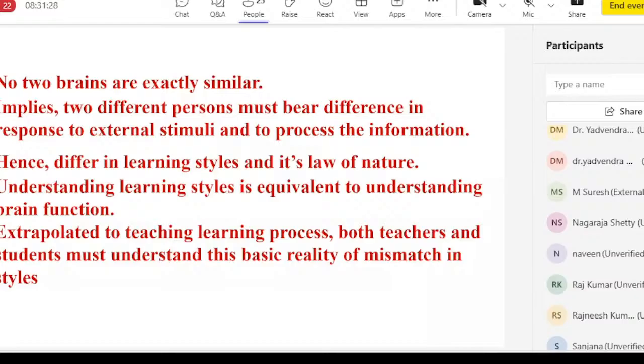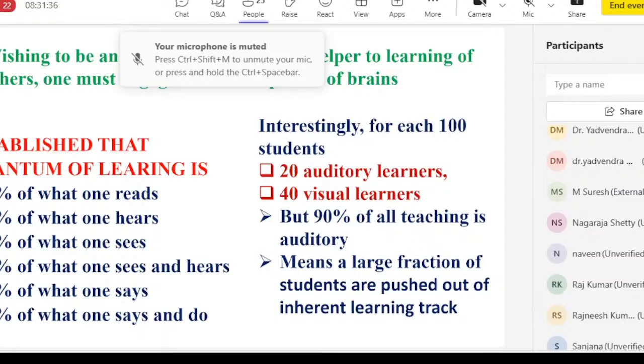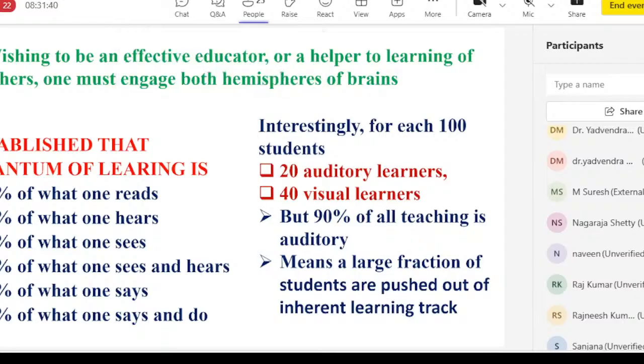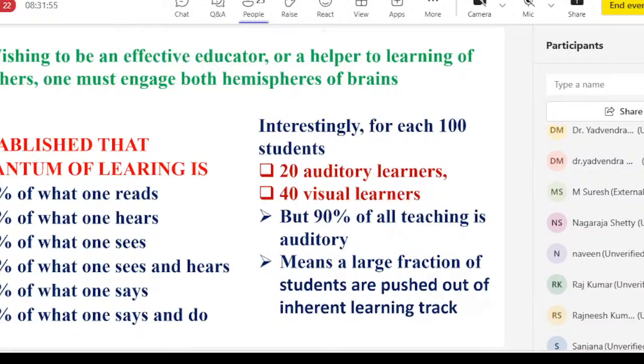Now, if you want to be a good educator, then what has to be there? The quantum of learning is 10% when one reads. You have to understand my point. And then 20% when one hears. 30% of what one sees. 50% of what one sees and hears. 70% of what one says. 90% of what one says and does. So this is a very important thing. Says and does, I'm coming to that.